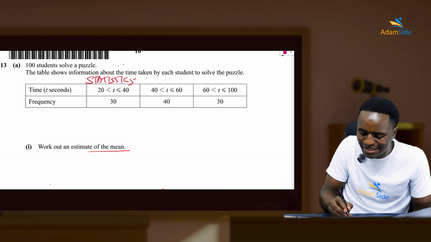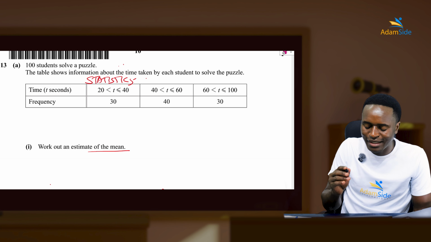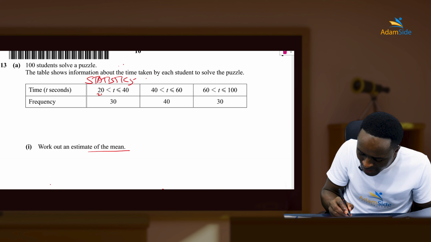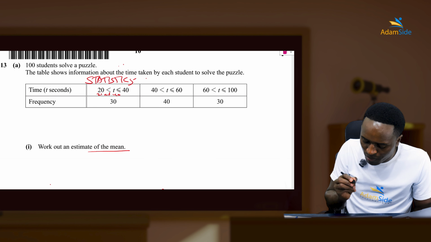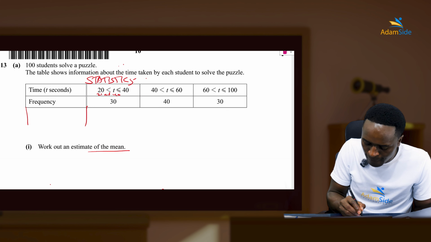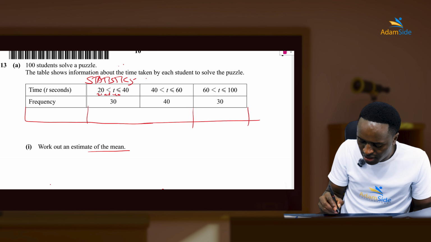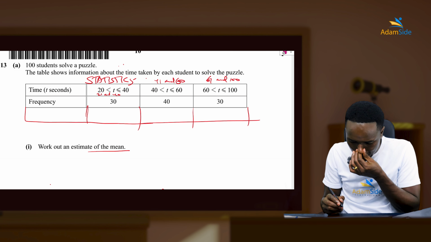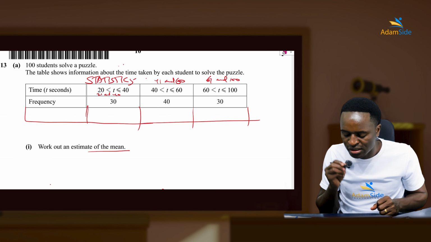So what is 20 < t ≤ 40? The knowledge of linear inequality is being applied here. So our estimate is between 21 and 40. We need to find the midpoint x, so we make a column for midpoint x. This class is between 21 and 40, this one will be between 41 and 60, and this one will be between 61 and 100, because 60 does not satisfy the inequality for time t.